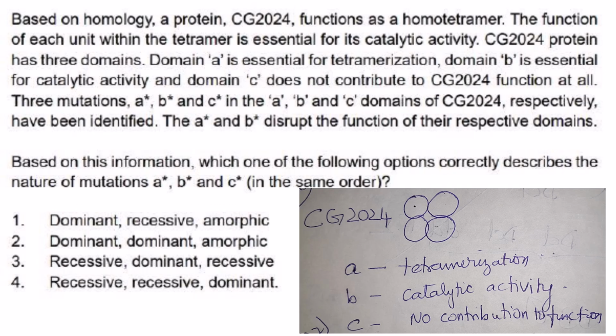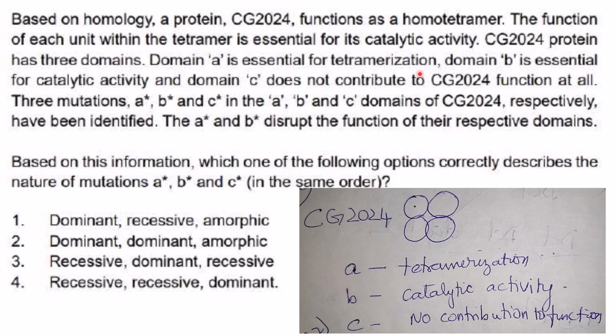Then coming to next one, based on homology, a protein CG2024 functions as a homotetramer. Okay, so all these are of the same domains. The function of each unit within the tetramer is essential for its catalytic activity. So CG2024 protein has 3 domains. Okay, 1, 2, 3. The fourth domain they have not mentioned anything.